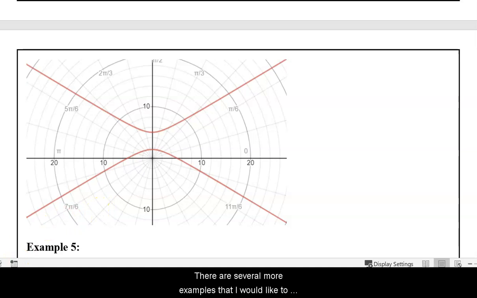There are several more examples that I would like to show you the solutions for so that you can practice at home, since there are really no examples in the book for you to follow along. So I will give you the problem and then I'll show you the picture from Desmos so you know what the solution should look like. Let's take a look at example 5 now.